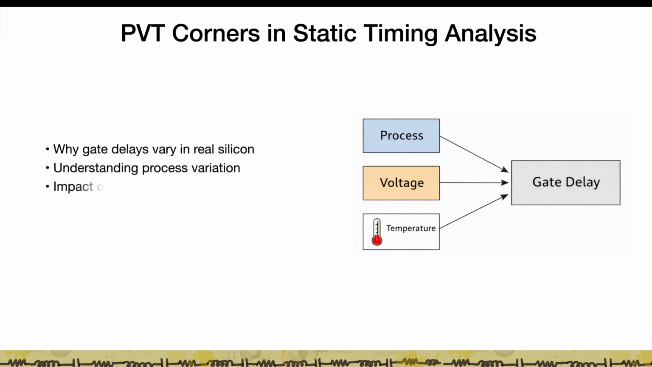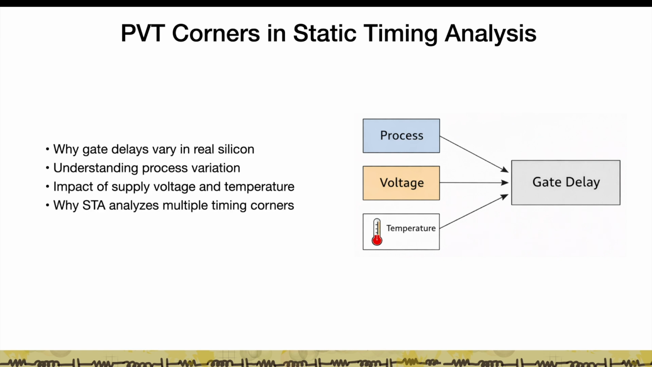The delay of a transistor changes depending on how it was manufactured, what voltage is powering it, and how hot it is. And here's what makes this dangerous. A design that passes timing perfectly at one set of conditions can fail catastrophically at another without changing a single gate. This is the PVT problem: process, voltage, temperature.